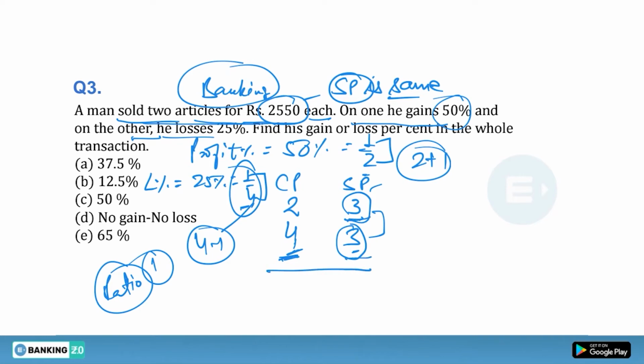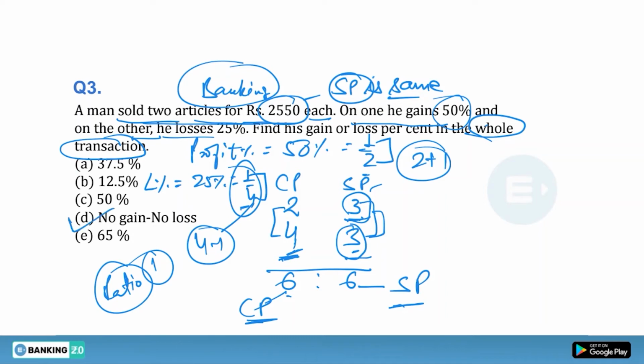And now in the question it is given that we need to find the whole transaction gain or loss. So the whole transaction will be what? 4 plus 2, that means 6. Ratio 3 plus 3 will be what? 6. So this is the whole SP, this is the whole CP. So you can easily see that CP equals SP, guys. That means there is no loss and no profit. So D will be your right answer.